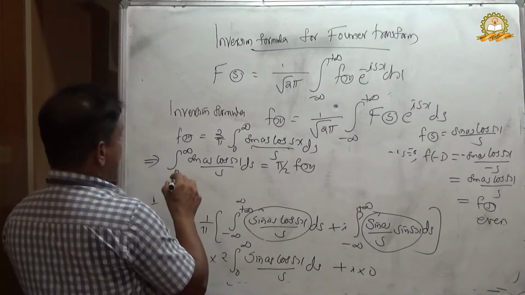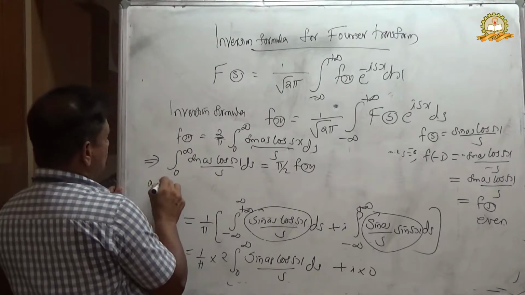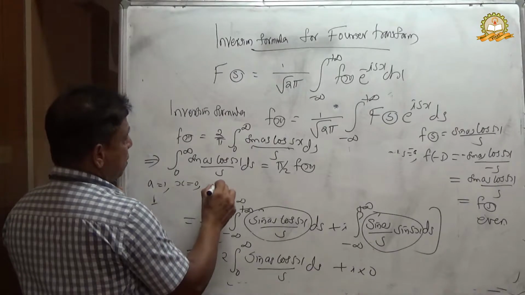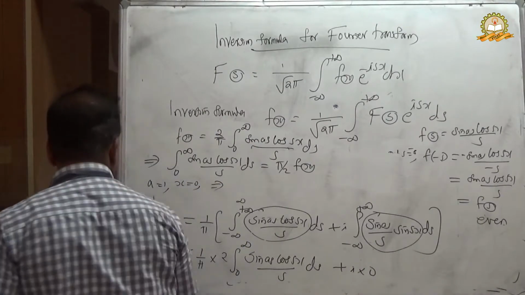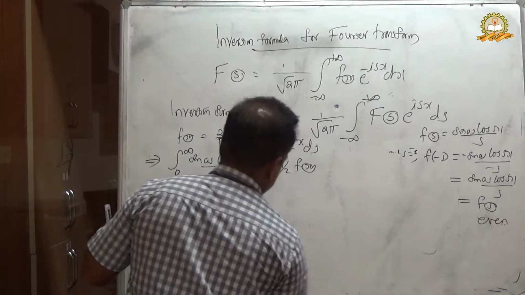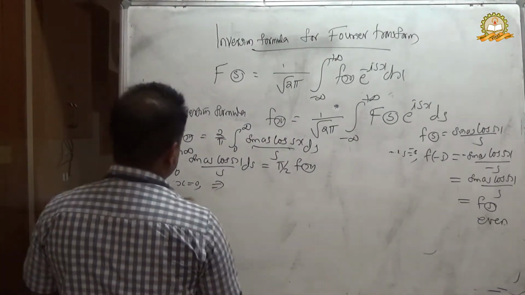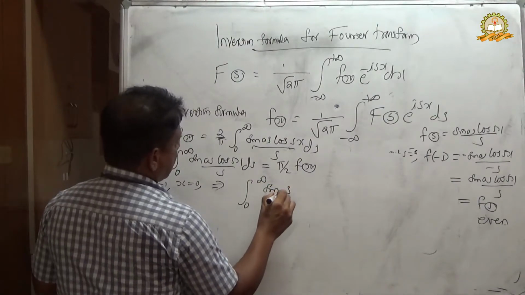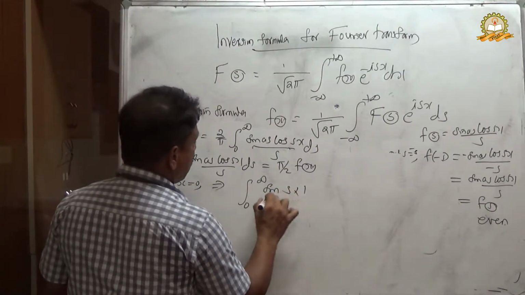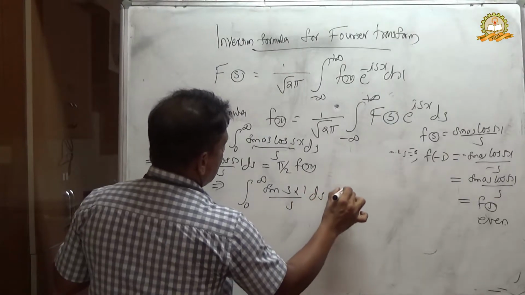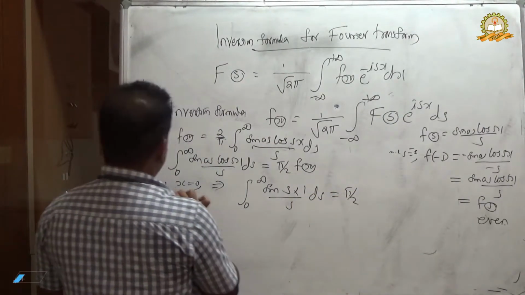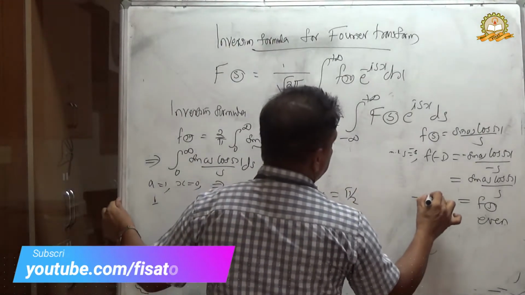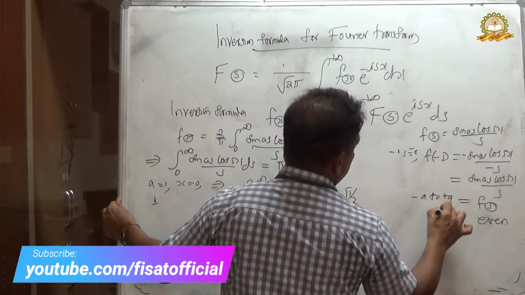In this case, when we put a equal to 1 and x equal to 0, this implies the integral from 0 to infinity of sin s into cos 0 by s ds is equal to pi by 2. When x is equal to 0, in the interval from minus a to plus a, the function value will be 1.